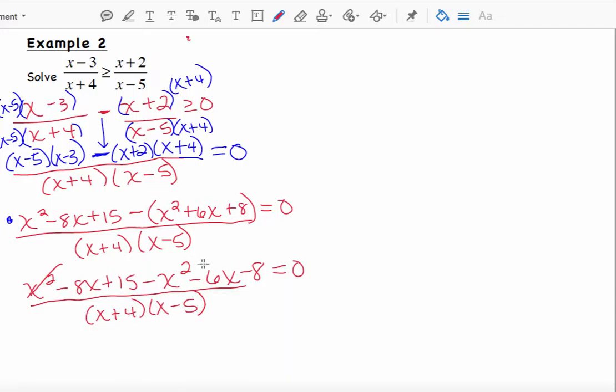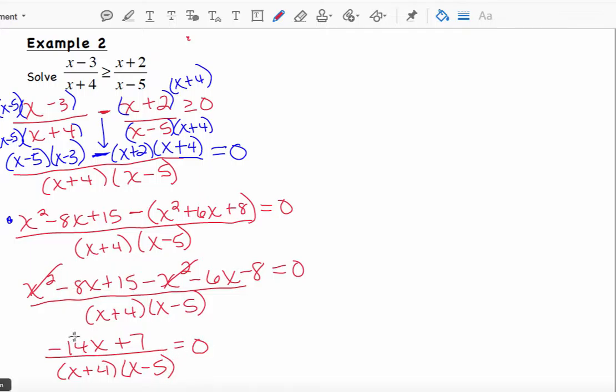And my x squareds are going to cancel out. And then I combine like terms. I get negative 14x plus 15 minus 8 is 7 all over x plus 4 times x minus 5.